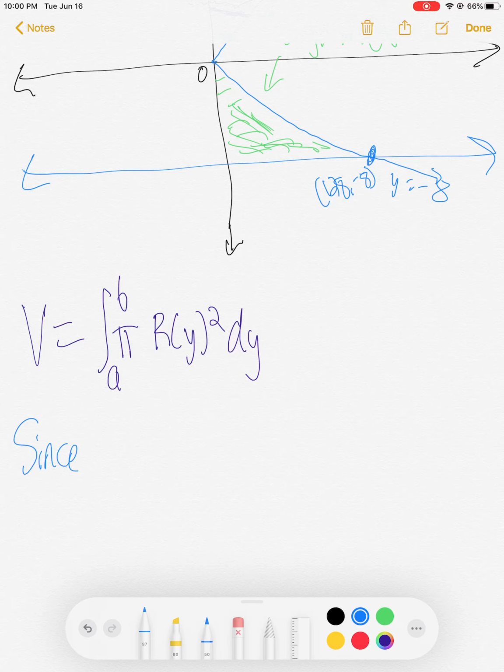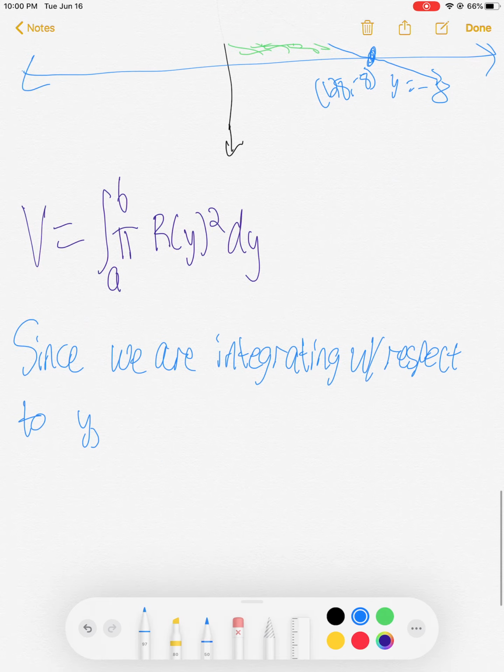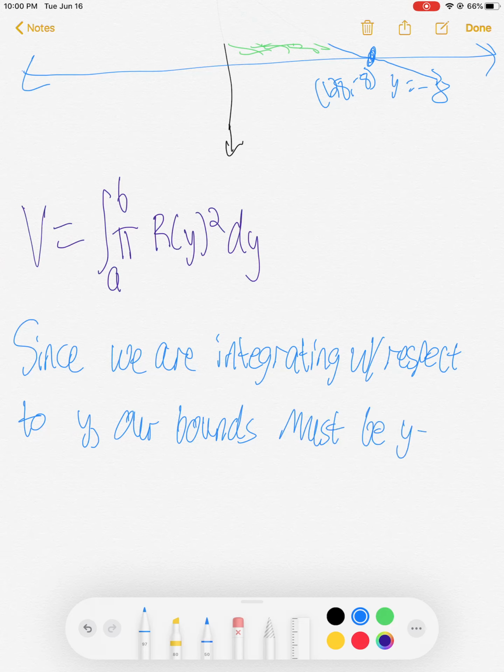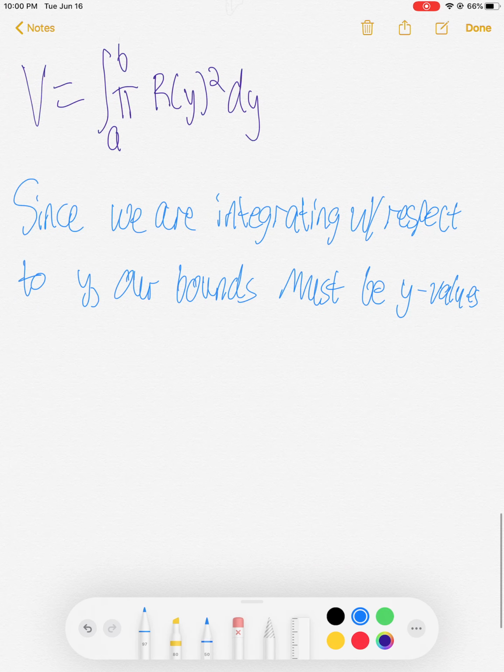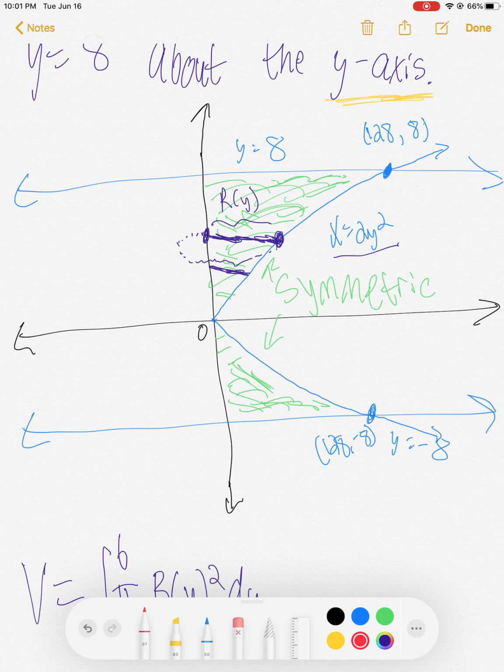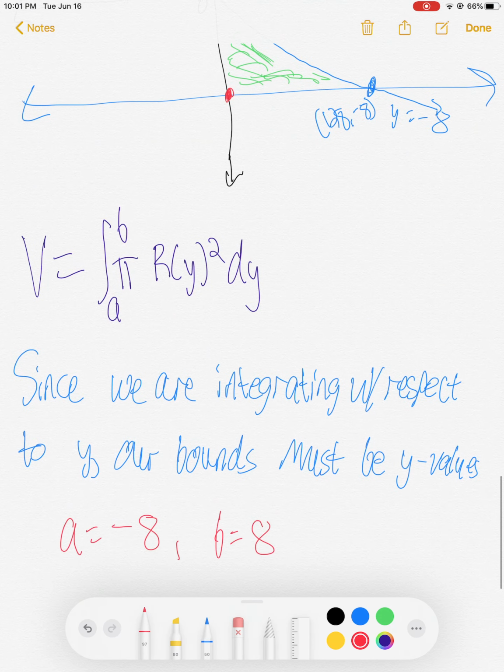Since we are integrating with respect to y, how does that affect our bounds? It means that our bounds must be y values. We need to be careful here. At first glance, and this isn't quite incorrect, it certainly looks like a is negative 8 and b is positive 8, because the lower endpoint of this curve has y-coordinate negative 8, and up here we have positive 8. So it looks like I want to go from y equals negative 8 to y equals positive 8. And we absolutely do. But here's the thing.